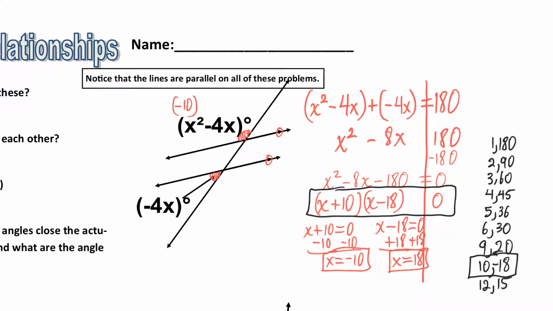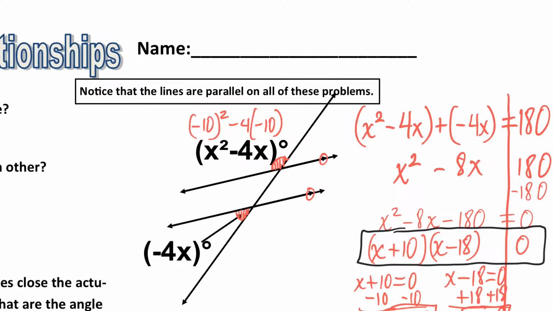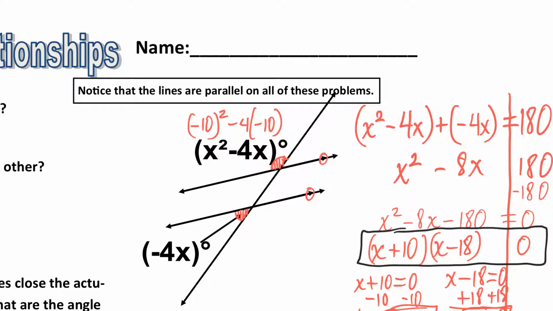So I'm going to have negative 10 squared minus 4 times negative 10. So let's think about this. What is negative 10 squared? It's 100, and what's negative 4 times negative 10? 40. So what's 100 plus 40? Excuse me, 140. Does it look reasonable that that angle right there is 140 degrees? That looks pretty reasonable to me.